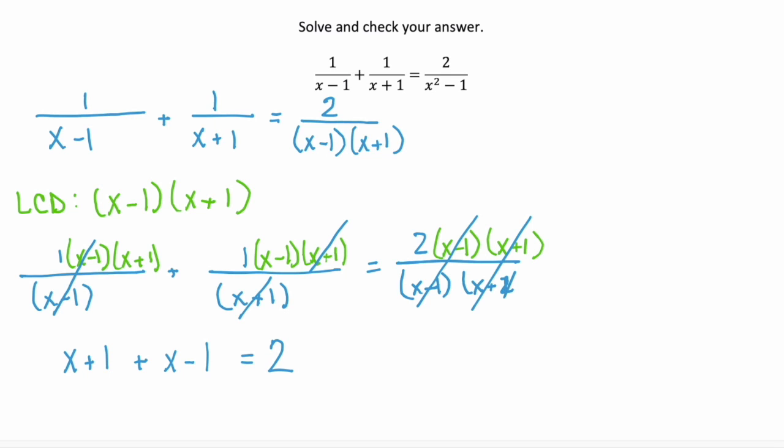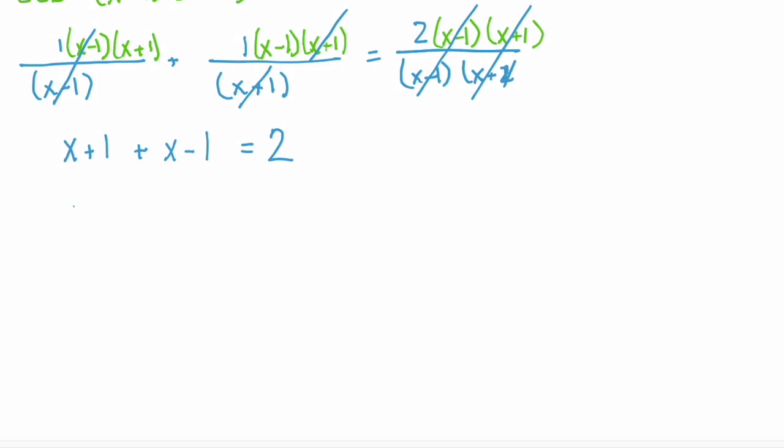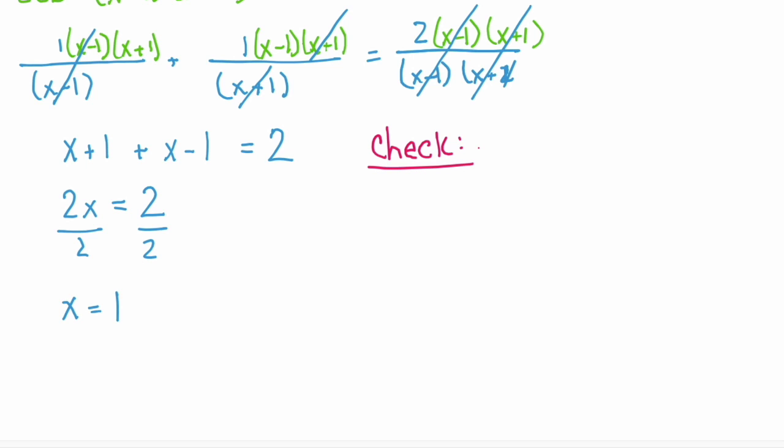Now we want to combine all of our like terms on the left. We have 2x equals 2. Divide by 2, and we get a possible solution of x equals 1. Remember, this is only a possible solution. We have to do a check to make sure that it works with our original equation.